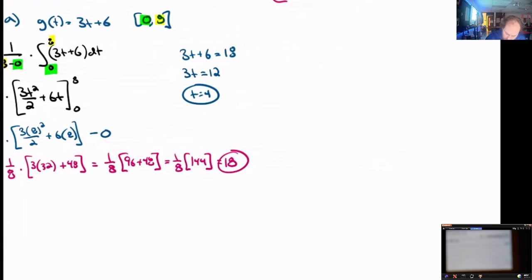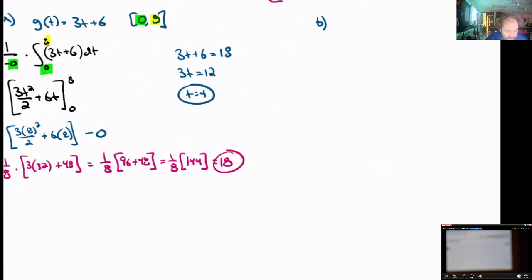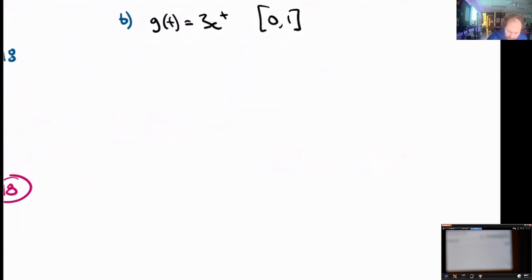For the second part of this question, we are going to use the calculator. I'm probably going to end up using Desmos too, just to show you visually what's going on. Here our function is 3 times e to the t power, and we're on the interval from 0 to 1, which makes this process actually really simple. I'm still going to use the calculator for it.